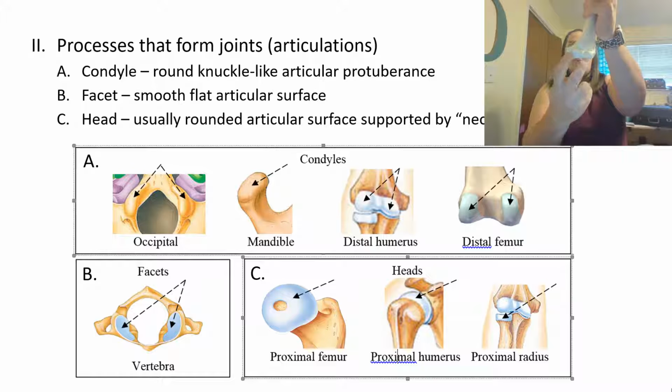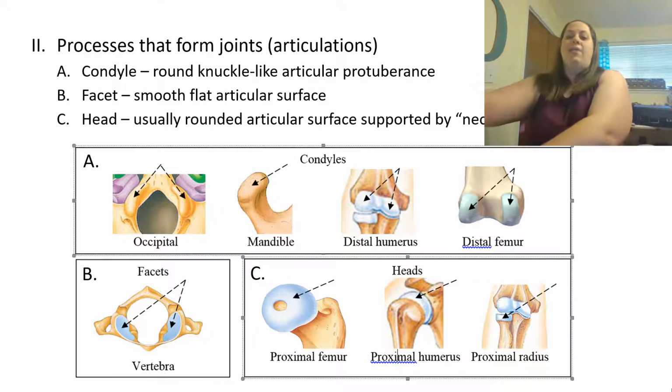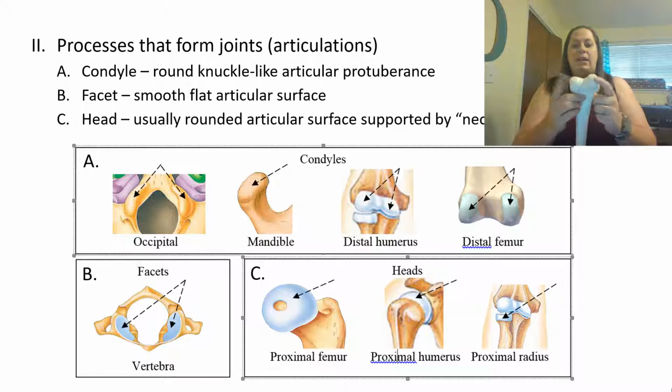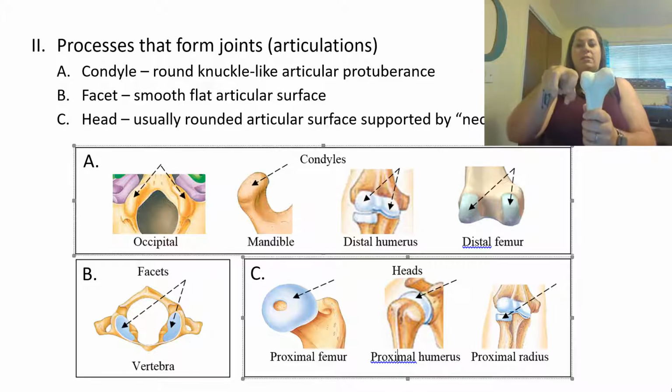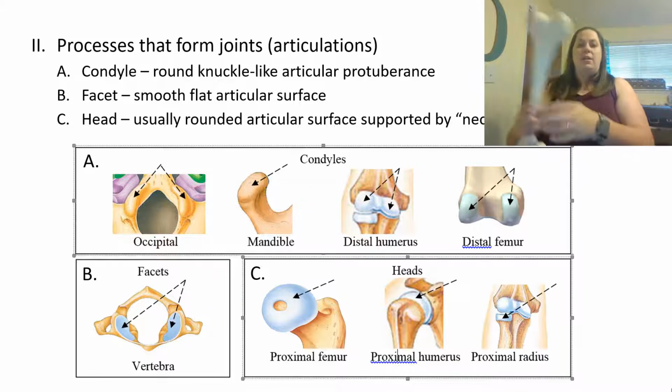Okay, they make a joint. This is going to be for your elbow. And then the femur has some of the biggest condyles. If you look here, see how they look like a set of knuckles right here? This is another example of some condyles.